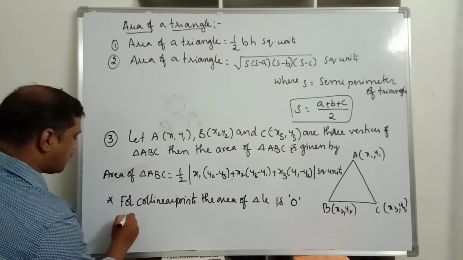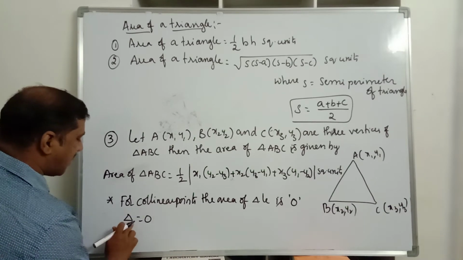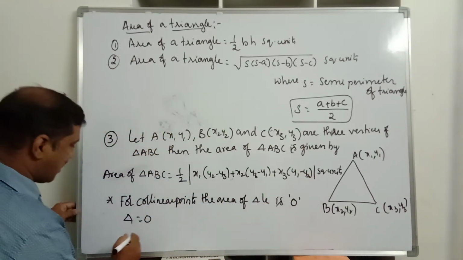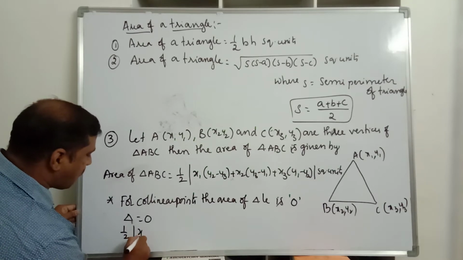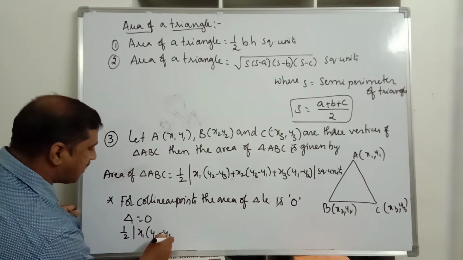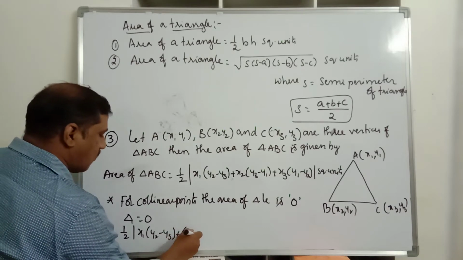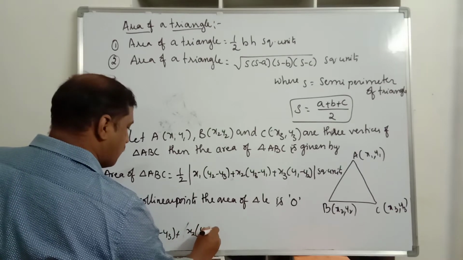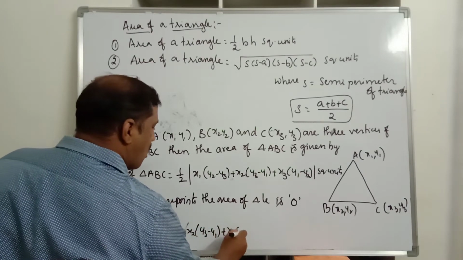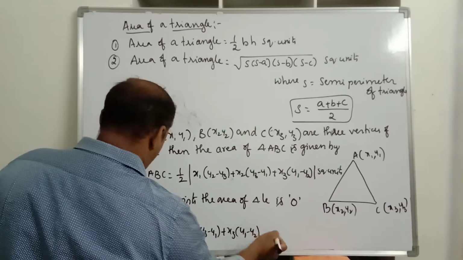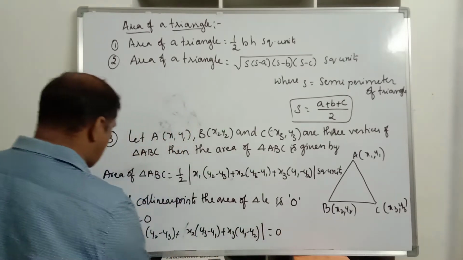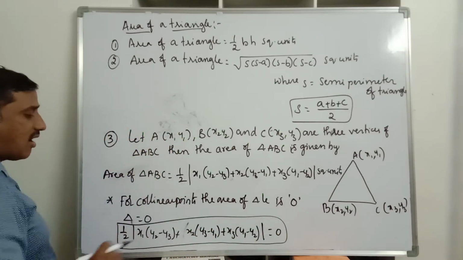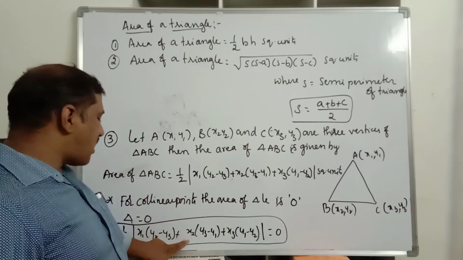For collinear points, delta is equal to 0. What is delta? Delta is nothing but the area of the triangle, that is half into modulus of x1 into (y2 minus y3) plus x2 into (y3 minus y1) plus x3 into (y1 minus y2), which equals 0. We use this to check whether the points are collinear or not. For collinear points, the area of the triangle is equal to 0.